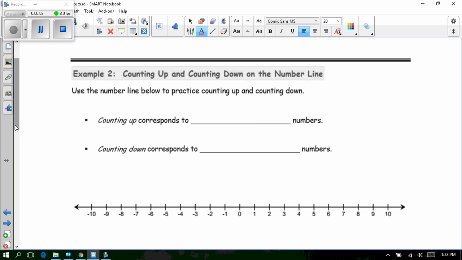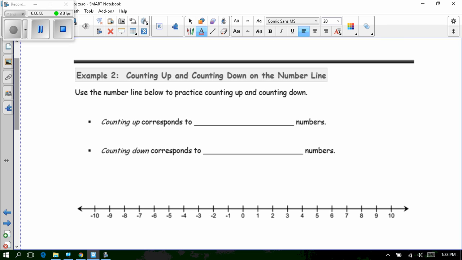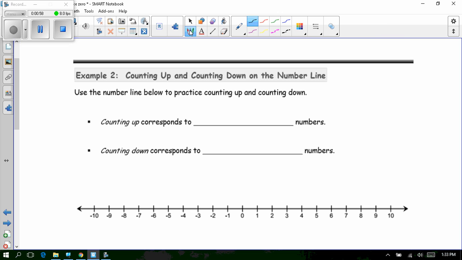So let's suppose I gave you the number 7. Well, the number 7 is a positive number. I know that because I didn't say that there was anything else. As soon as I say it's just a number, you're going to assume that it's positive. In order for me to do that, we're going to count up, because that corresponds to positive numbers.